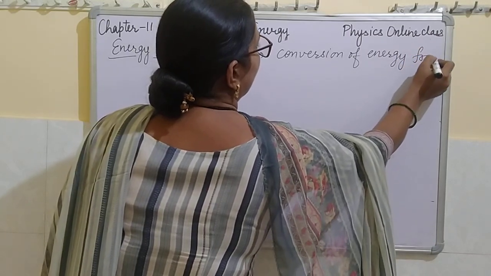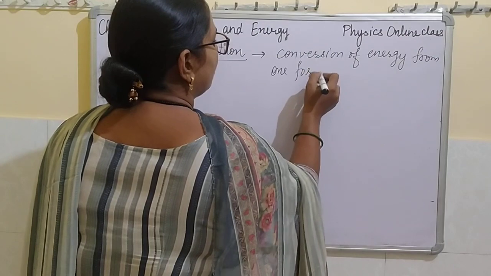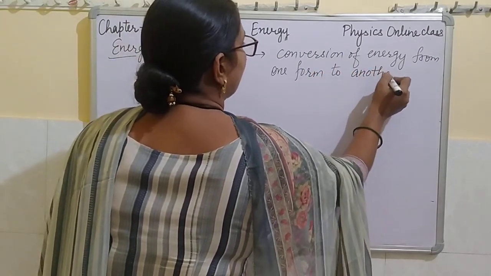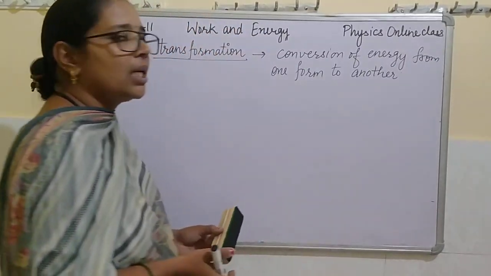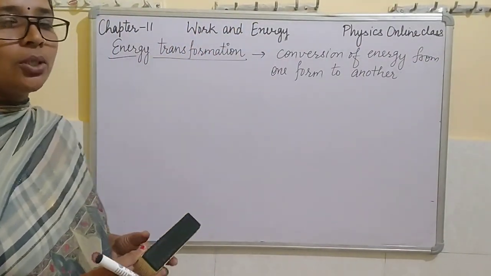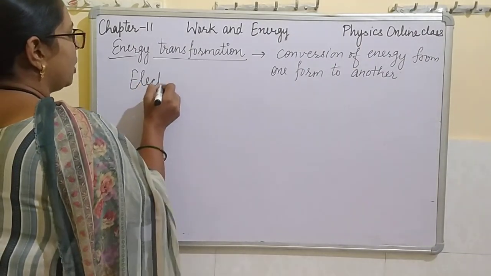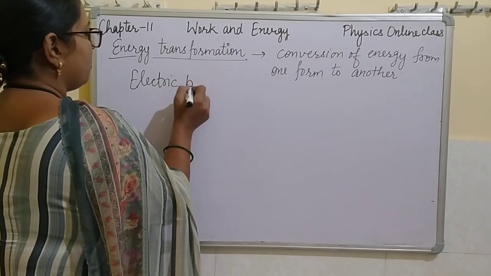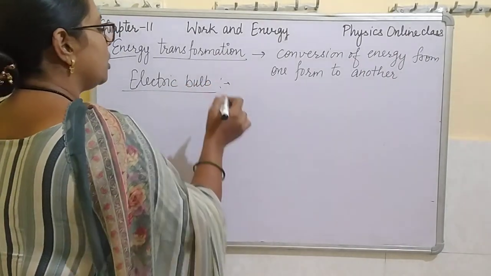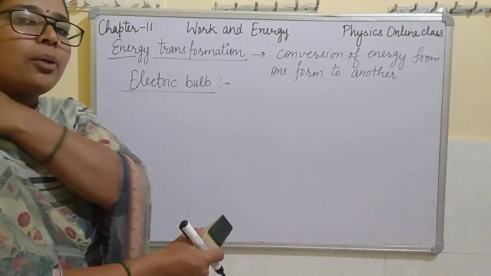from one form to another. एक एनर्जी टाइप का किसी भी दूसरे टाइप में कन्वर्ट होना क्या होगा? एनर्जी ट्रांसफॉर्मेशन. फॉर एग्जाम्पल वी आर हैविंग इलेक्ट्रिक बल्ब. हम पहले इलेक्ट्रिक बल्ब यूज करते थे. हाउ मेनी टाइप्स ऑफ एनर्जी इज इन्वॉल्व इन इलेक्ट्रिक बल्ब?